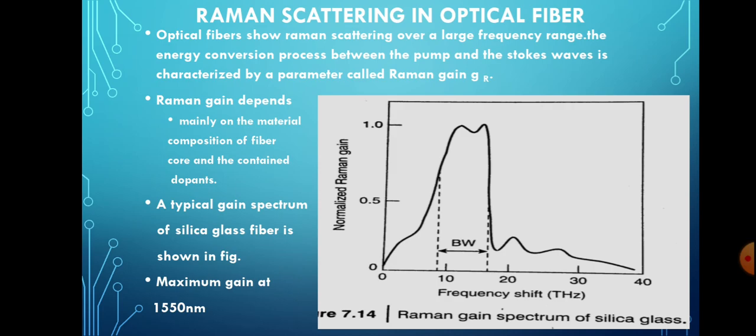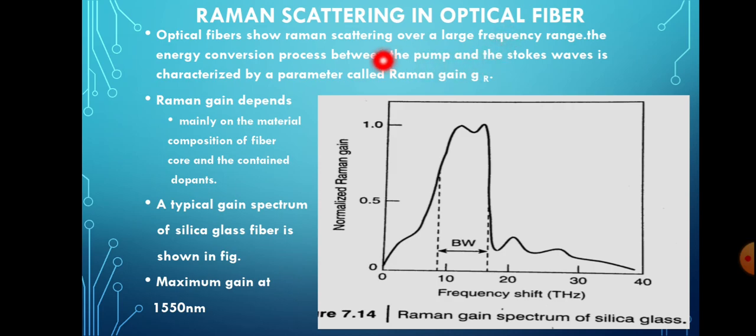Let us see Raman scattering in the case of optical amplifiers. In the case of optical fibers, it shows Raman scattering. Suppose when we are giving a signal to the optical fiber cable, some of the signals may be scattered due to the Raman scattering effect. In optical fiber, Raman scattering will take place over a large range of frequencies. And the energy conversion process between the pump and the Stokes waves is characterized by a parameter called Raman gain, that is gR.